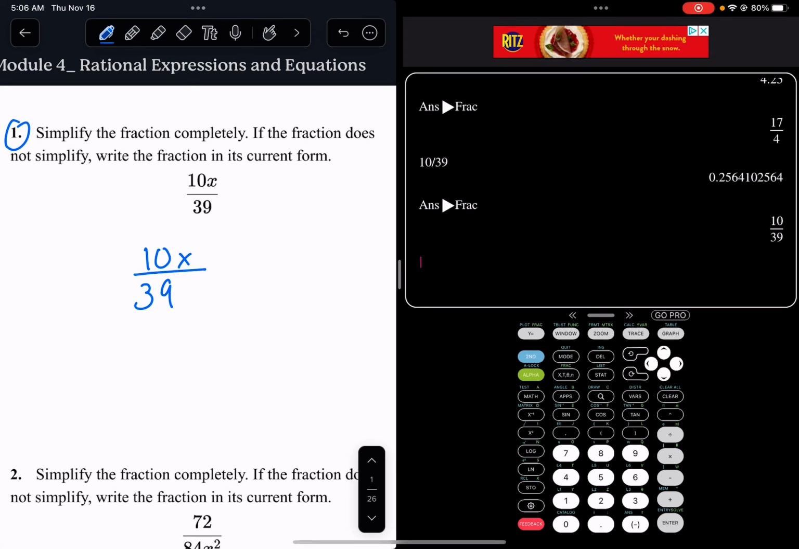And we've got one x on top, and there's no other x's for it to simplify with. So this fraction is already simplified. All right, let's go ahead and try this one.